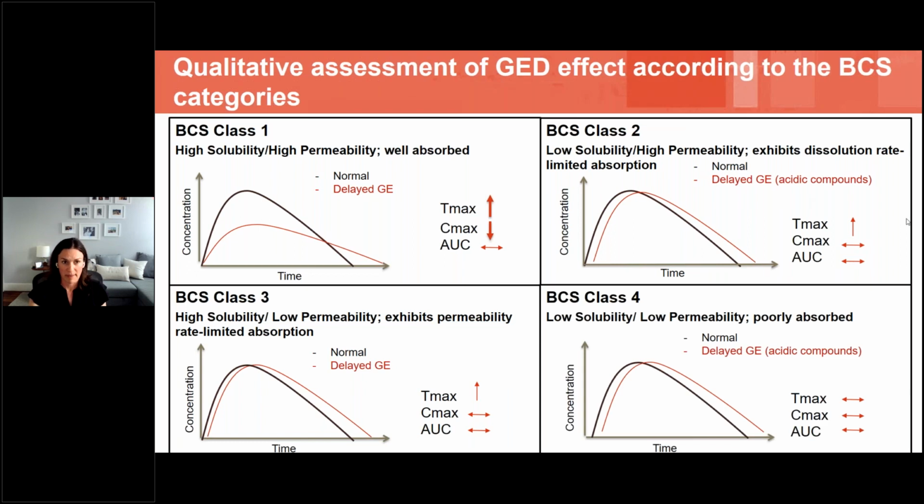For BCS class 2 compounds that have low solubility and high permeability, and are acidic compounds, we really don't expect an effect. These compounds are not really going to get absorbed right after they leave the stomach, so we won't see an effect on Cmax or AUC, and you might see just a delay in Tmax. And something similar happens for acidic compounds in the BCS class 4 category.